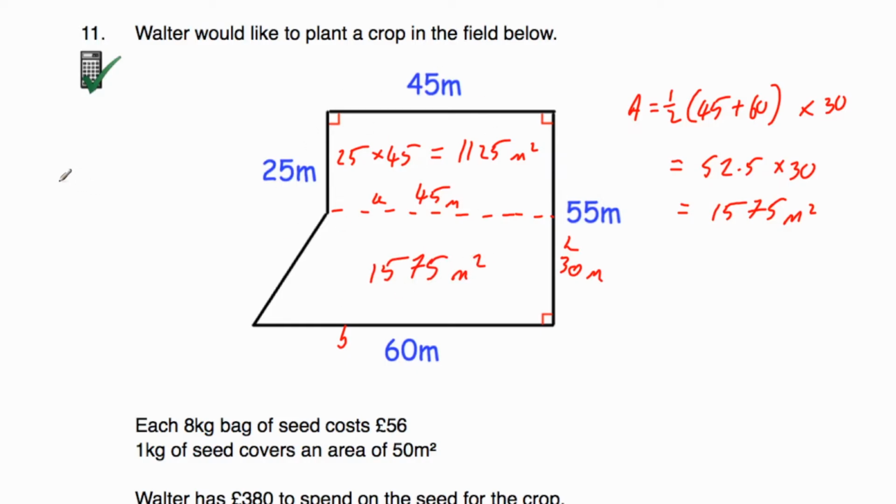So to get the area of the whole field, we're going to do 1,125 plus 1,575, and that would be equal to 2,700 meters squared, or square meters. So that's the area of the whole field.